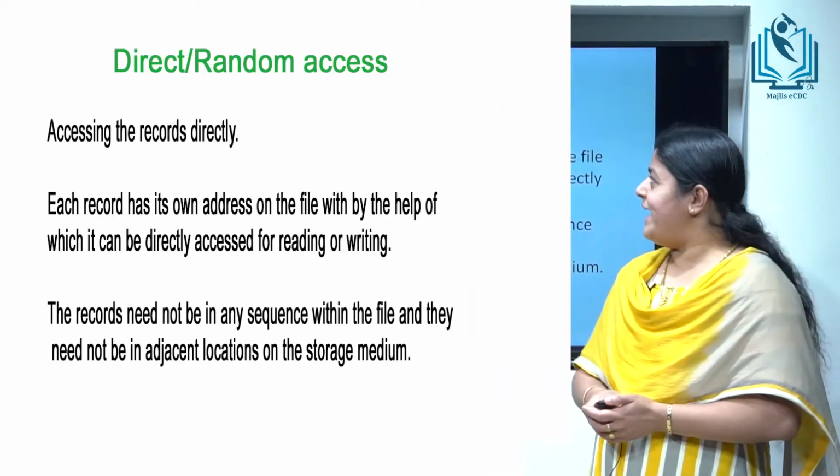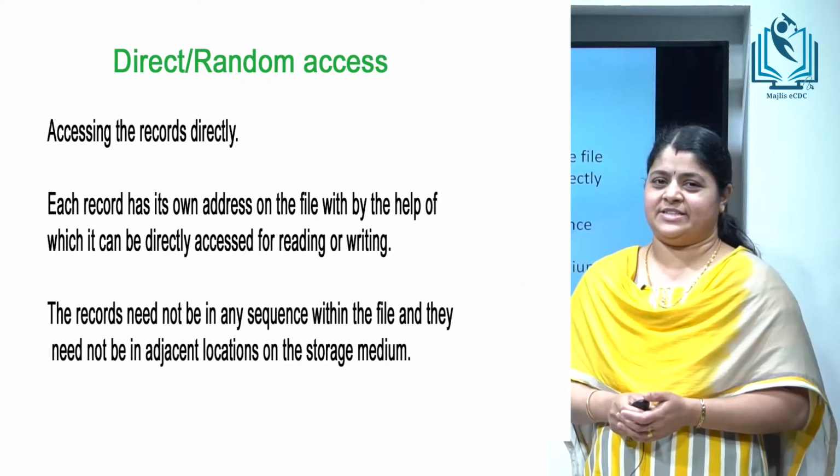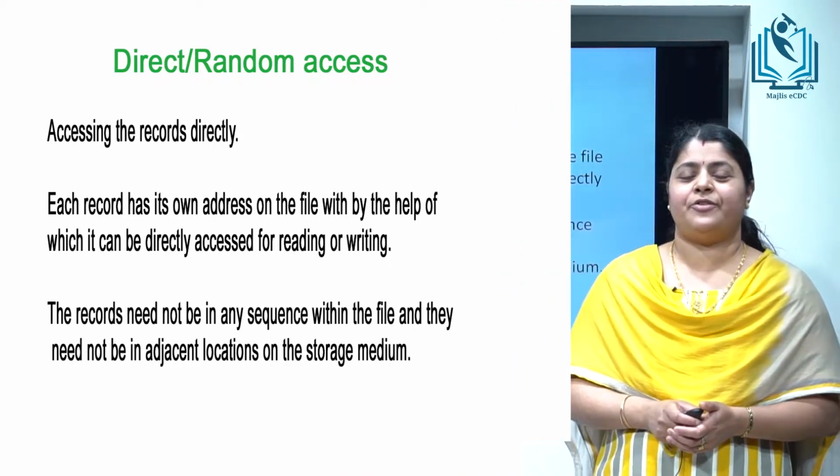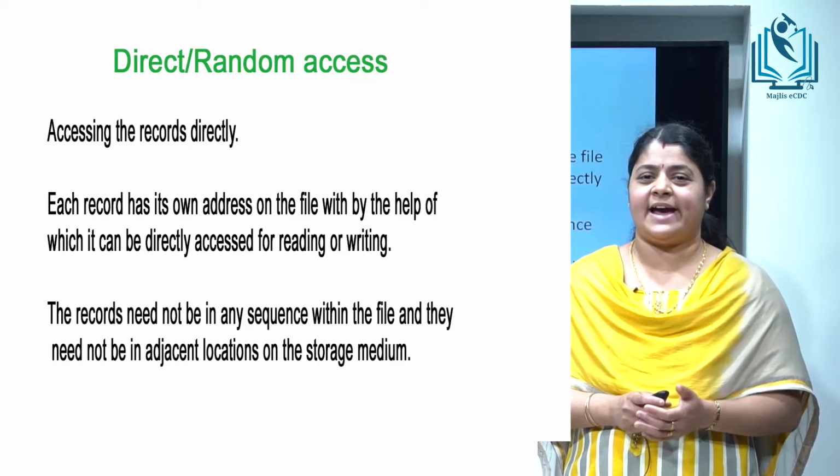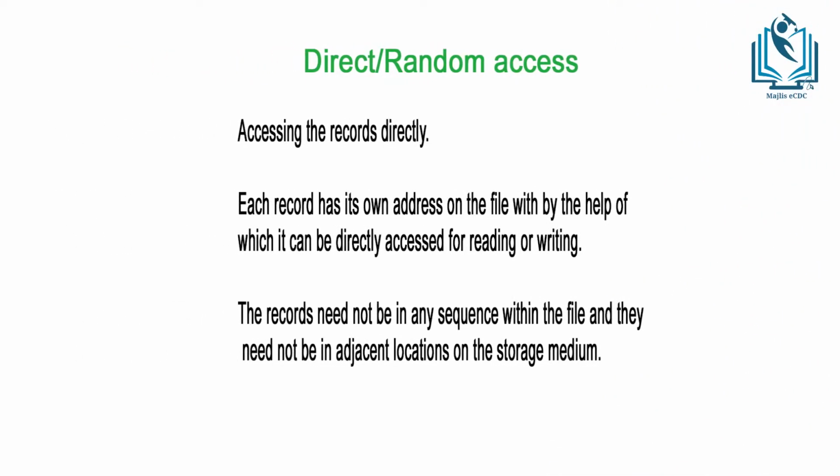Next is direct or random access. In this case, the file records are accessed directly. Each record has its own address on the file, with the help of which it can be directly accessed for reading or writing. The records need not be in any sequence within the file and they need not be in adjacent locations on the storage medium.